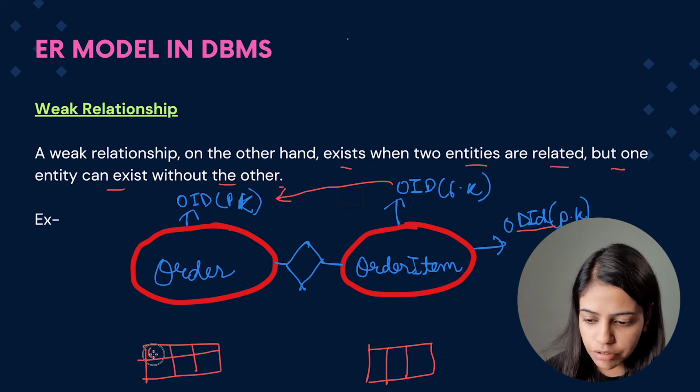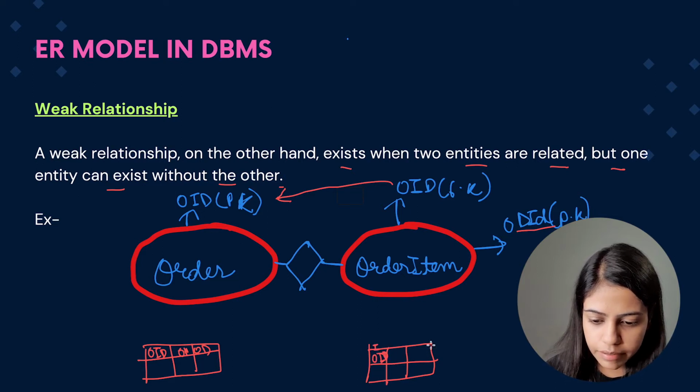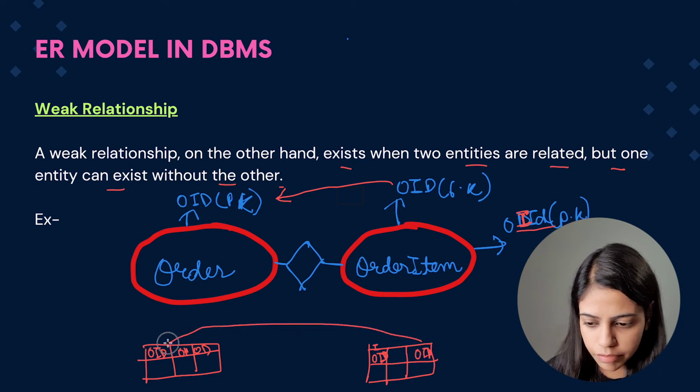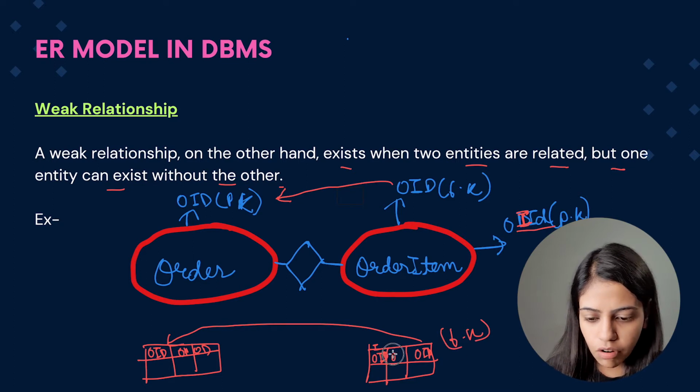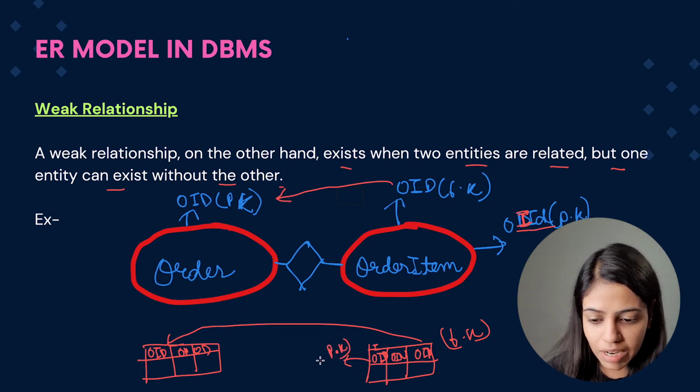Now the order table has order ID, order name, order description, and order item has order item ID, OIID. So just make it OIID, order item ID. And order ID, which basically takes a reference from the order table, which is called a foreign key in this table, and consider order item name. Now this order item ID is acting as a primary key here.